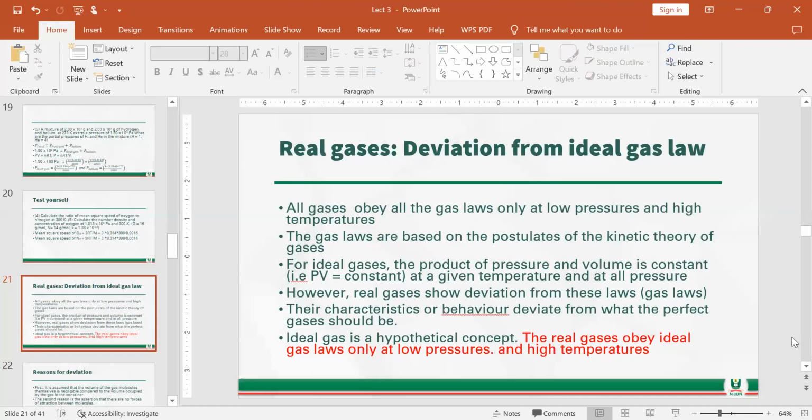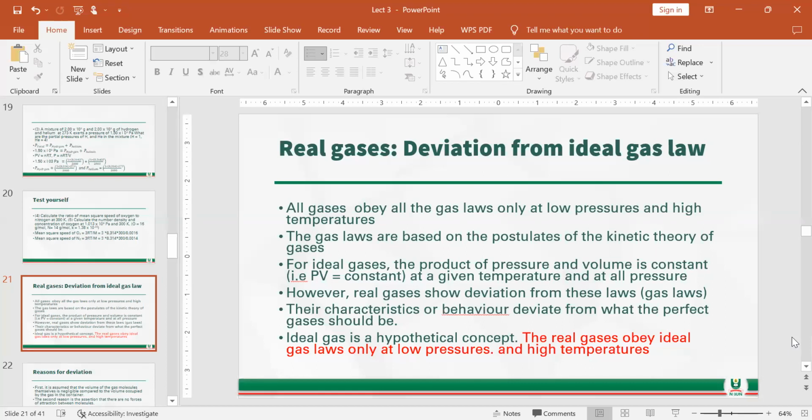So we have real gas, deviation from ideal gas. We have spoken that we try to make some mathematical calculation. I personally try to create time for this because most people find it difficult to handle mathematics when it comes to chemistry. So all gases obey the gas laws only at low pressure and high temperature. The condition that will make all the gases, real gas and ideal gas, obey the gas laws is that they are at low pressure and at high temperature.